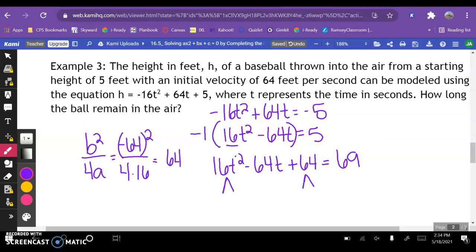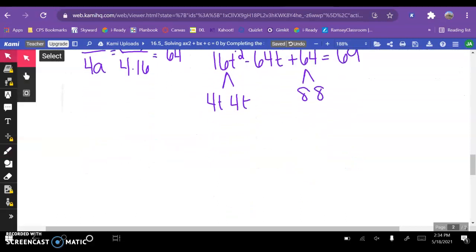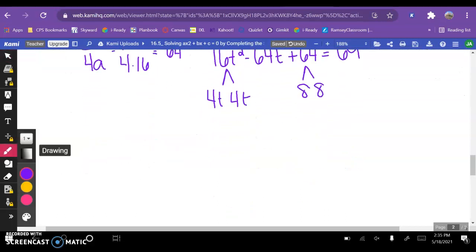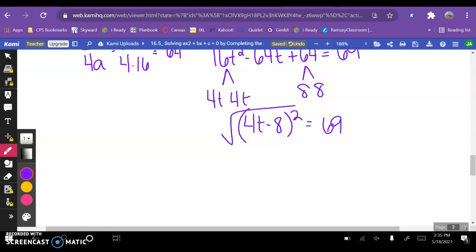Then we take the square root of both sides. So we have 4t and 4t and 8 and 8. And it's a subtraction problem, so it's going to be 4t minus 8 squared equals 69. And we take the square root of both sides. So 4t minus 8 equals positive or negative square root of 69. Break this into two different problems.